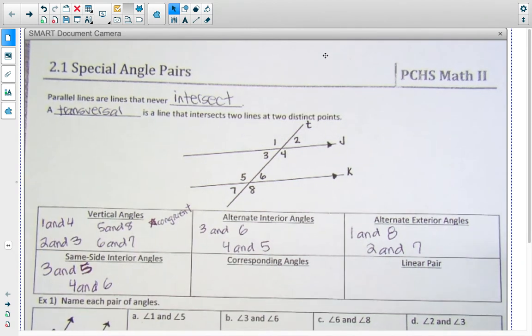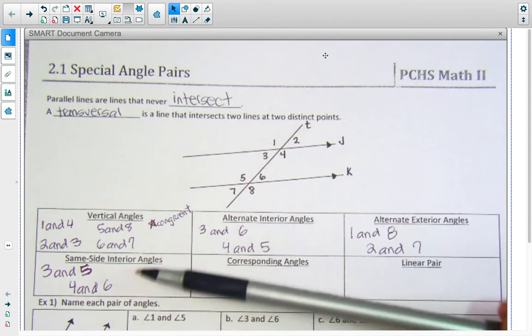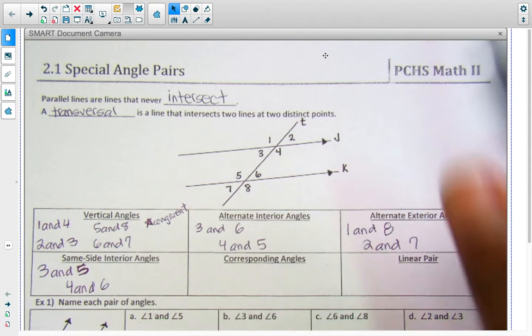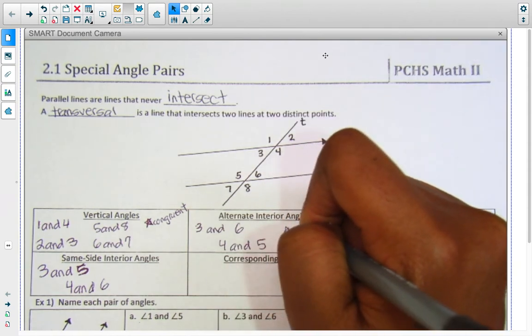Before I forget, vertical angles are congruent to each other. Alternate interior angles are also congruent to each other.